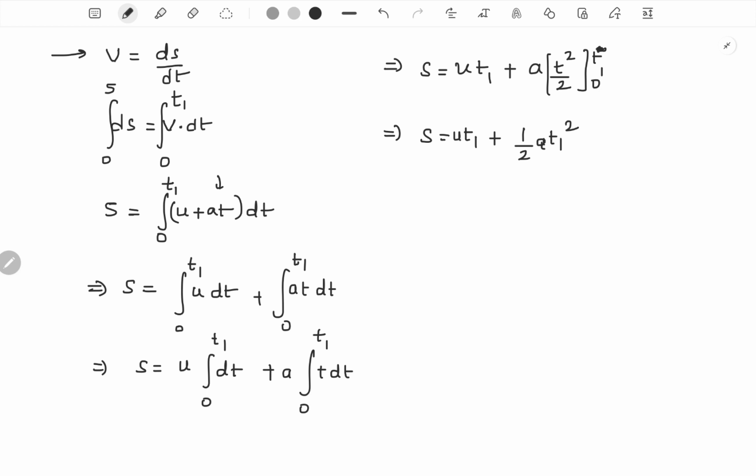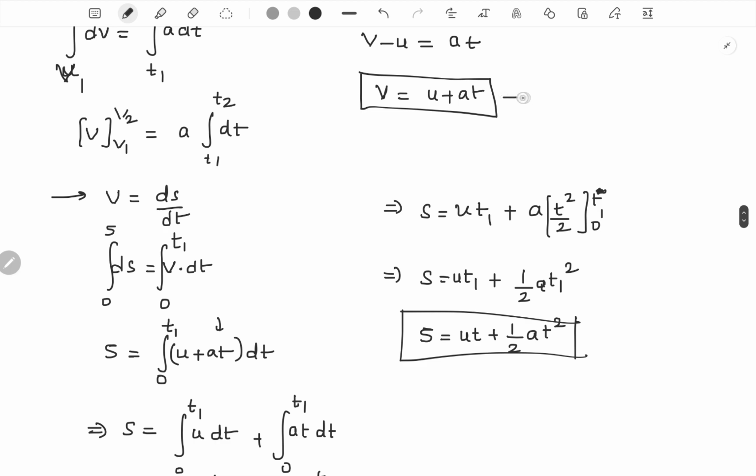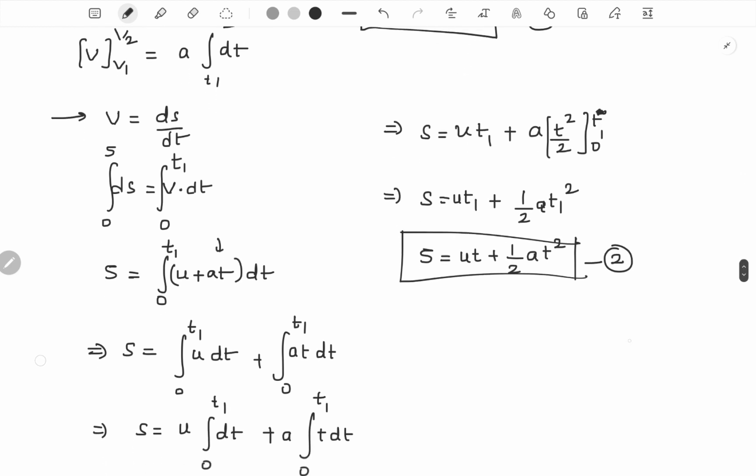So if the motion is observed from t equal to 0, in the first t1 amount of time, the displacement would be u t1 plus half a t1 square. Our displacement would be equal to, in the time t, ut plus half a t square. Basically that's what the displacement would be in a time t. Now using these two relations, s is equal to ut plus half a t square, let's call this the first and this the second one.